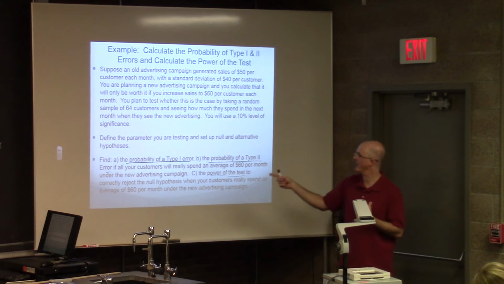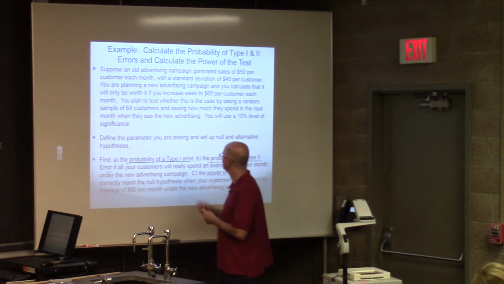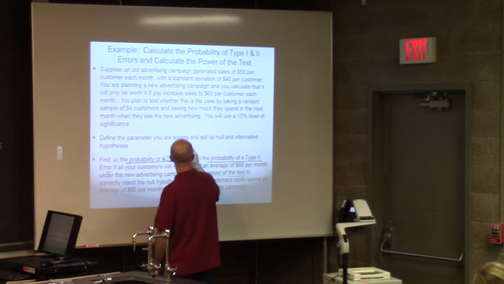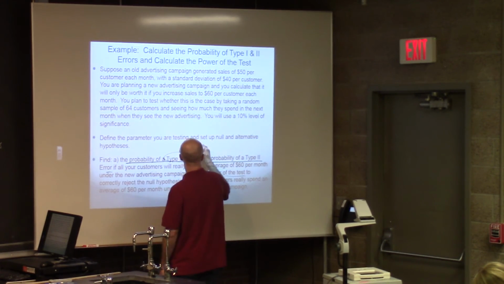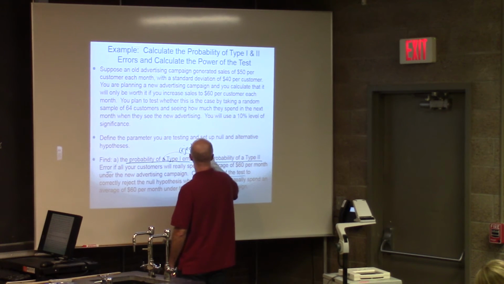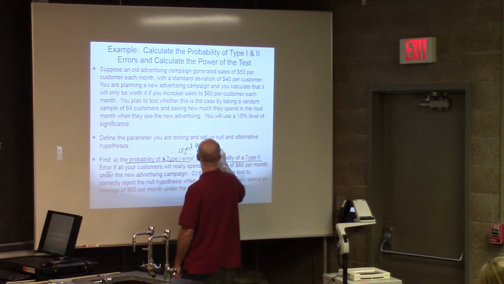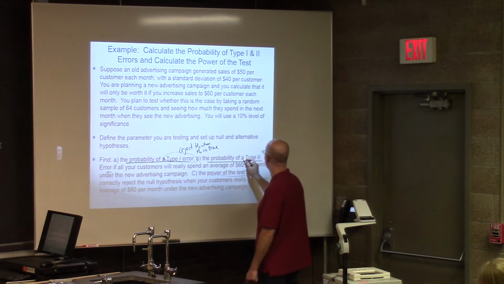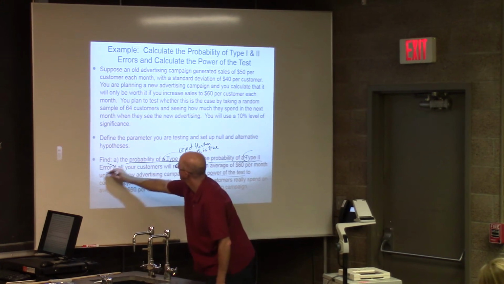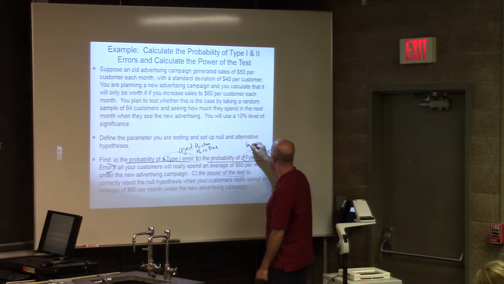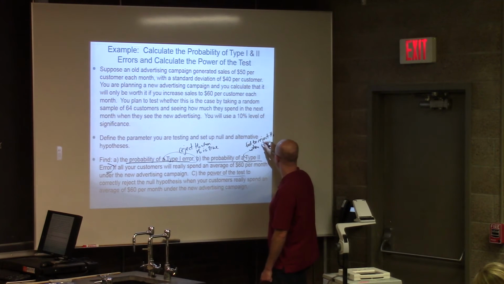So a type 1 error is when you reject the null when the null is true. And a type 2 error is when you fail to reject the null when it should have been rejected, when the null is false.